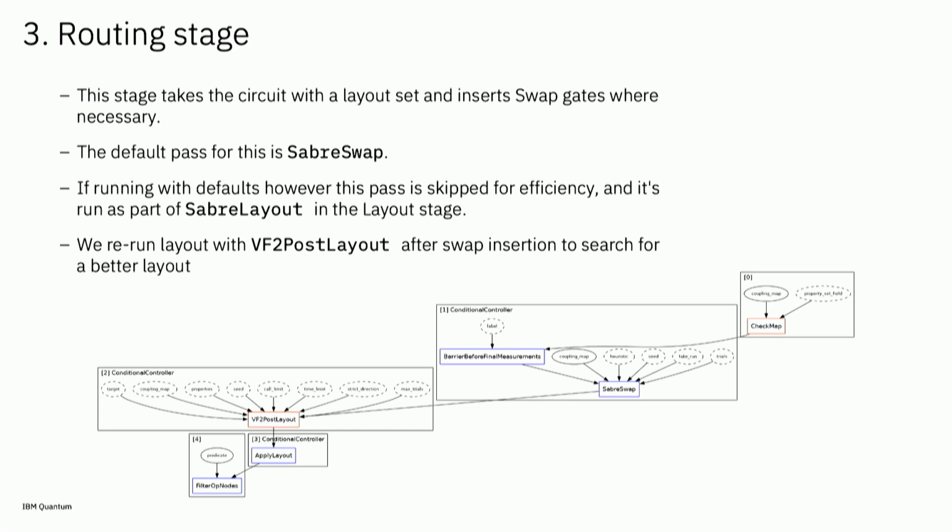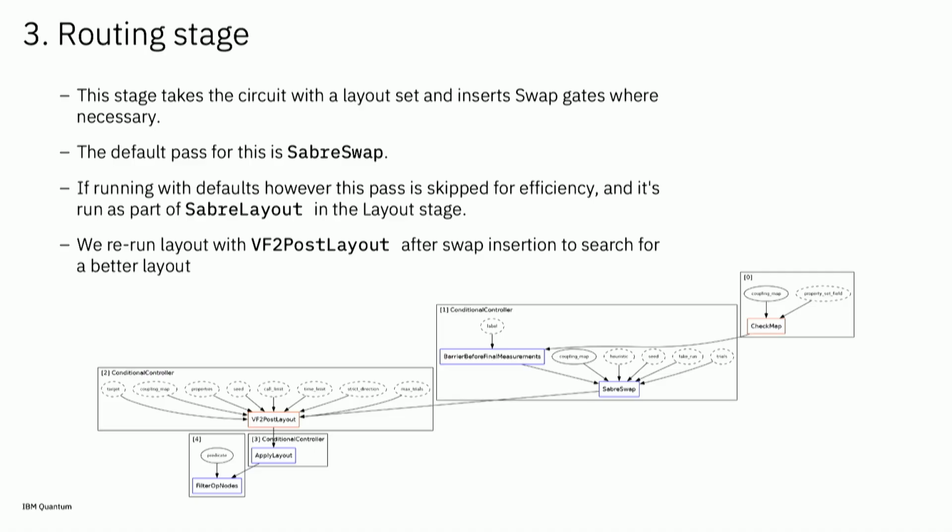But because everything is pluggable and modular, someone could change the layout stage so Sabre doesn't run, or change it to be a pure layout pass that just does the mapping. And so because of that, we run Sabre swap in a conditional block, so that if it's not already mapped, you run Sabre swap and run that algorithm by default.